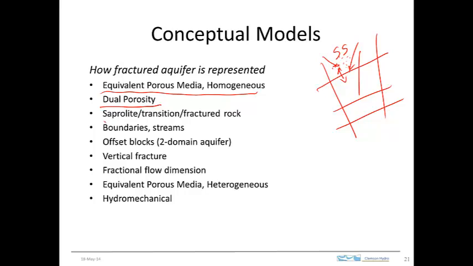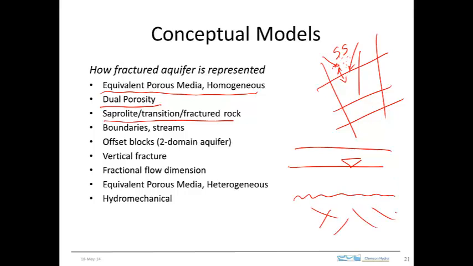So another conceptual model that could be important around here is a situation like this, where here's the water table, and this is saprolite, and there's a transition zone to fractured rock. So this is fractured rock down here. This is saprolite, and we have a well here.